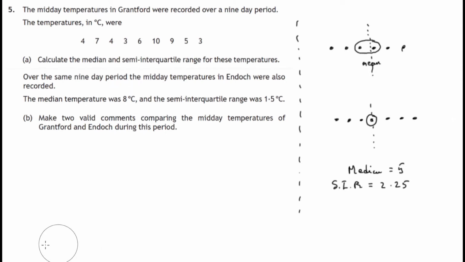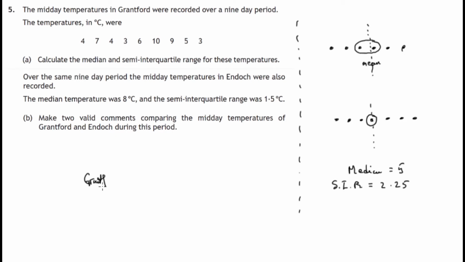This first one was to do with the midday temperatures in Grantford, recorded over 9 days. So there were the temperatures over a 9-day period. And then the same 9-day period in a different place, Endoch, were also recorded. And in this case, we got 8 for the median, and the semi-interquartile range is 1.5. So let's have a look at the two and compare them, which is what we're after.